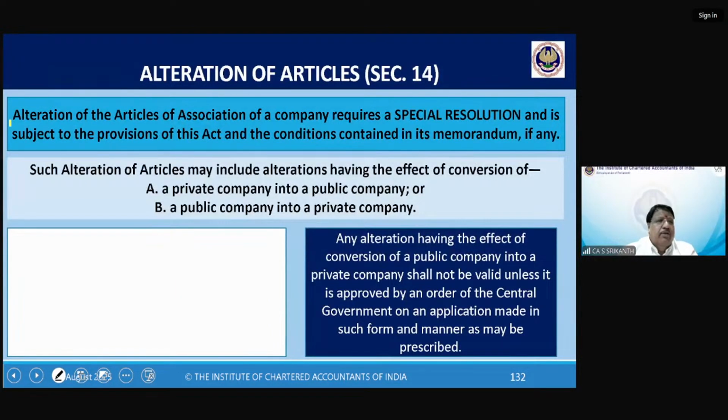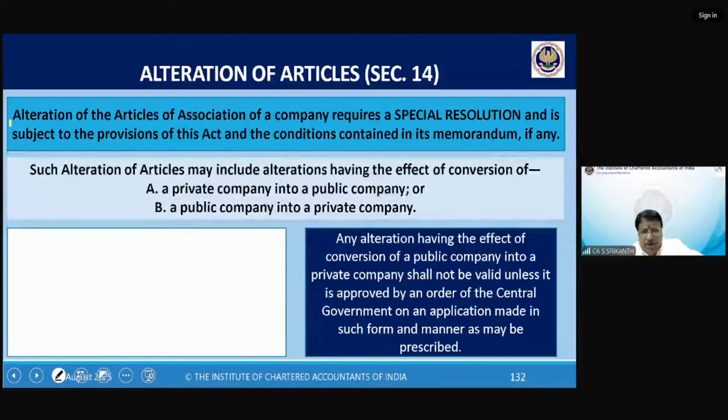Alteration of articles normally requires a special resolution. But when the alteration has the effect of conversion of a private company to public or public to private, having the effect of conversion of a public company into a private company, it shall not be valid unless it is approved by an order of the central government.